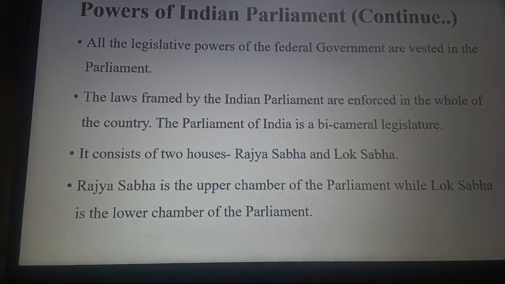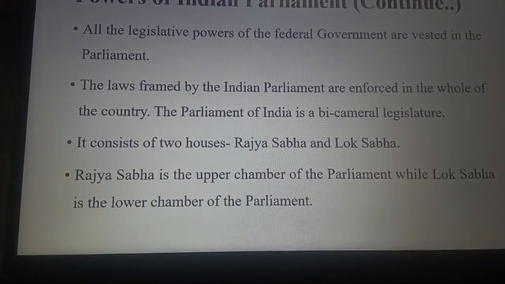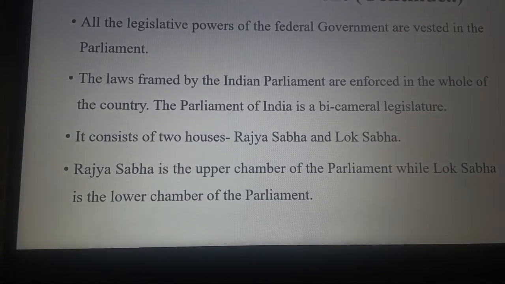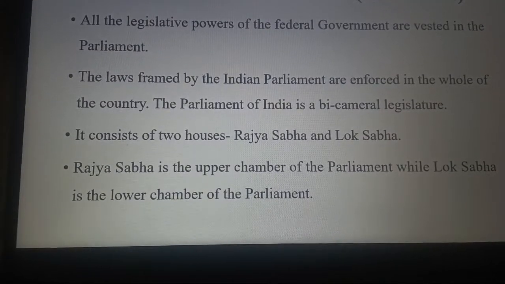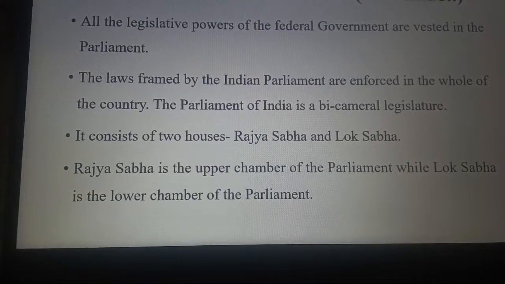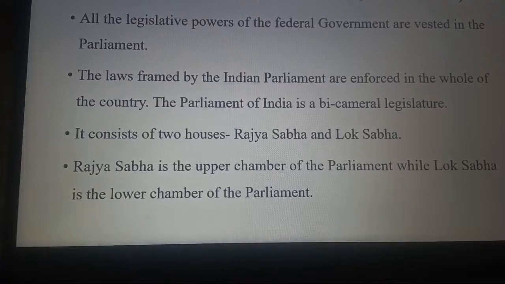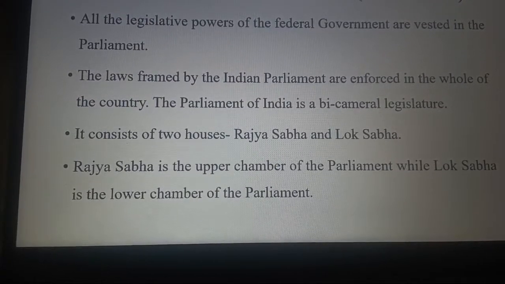Powers of Indian Parliament. All the legislative powers of the federal government are vested in the parliament. The laws framed by the Indian Parliament are enforced in the whole of the country. The Parliament of India is a bicameral legislature. It consists of two houses, Rajya Sabha and Lok Sabha. Rajya Sabha is the upper chamber of the parliament, while Lok Sabha is the lower chamber of the parliament.